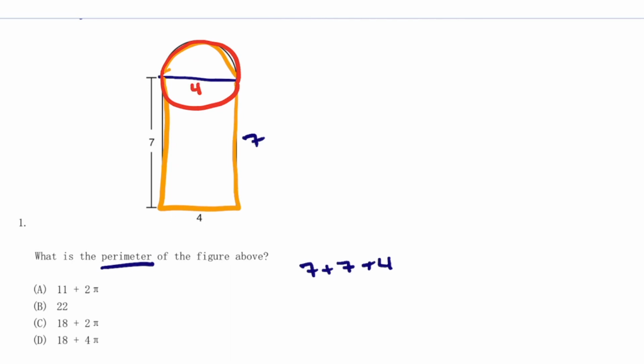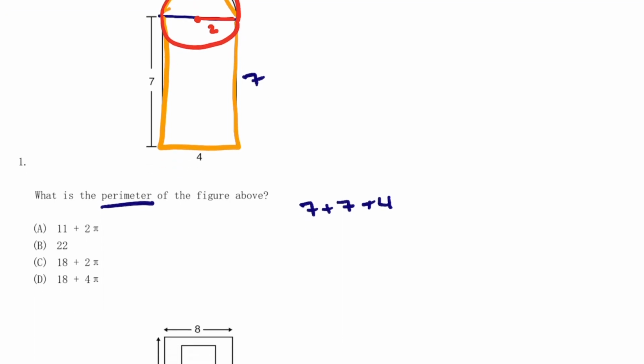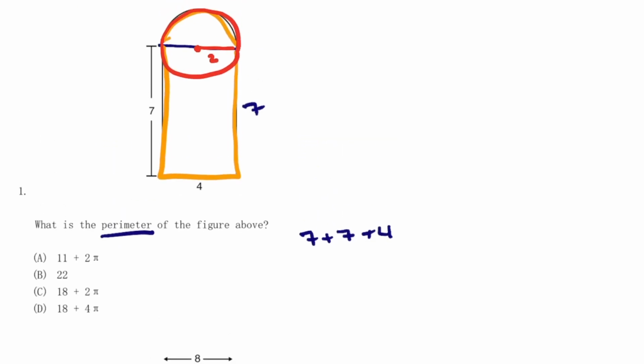So we know that the diameter of the circle is 4, which would give us a radius of 2. So 2 pi is going to be the length of our half circle. So we have 7 plus 7 is 14, plus 4 is 18, plus 2 pi. So our answer is going to be C.